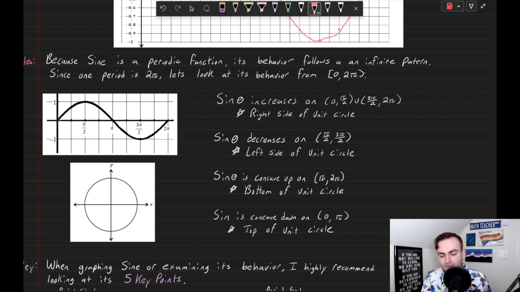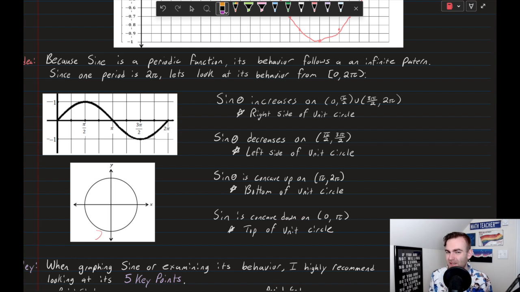It increases. If we look at the graph itself, the graph increases from 0 to pi over 2 and 3 pi over 2 to 2 pi. What does it look like on the circle? Well, think of y as the y-coordinate of the point on the circle as the sine function. The y-coordinate gets larger on the right side. So that makes sense. Anytime that we're on the right side of the circle, it's increasing. Decreasing would be the opposite, right? It's decreasing from pi over 2 to 3 pi over 2, which just so happens to be the left side of the circle. The y values are going down.